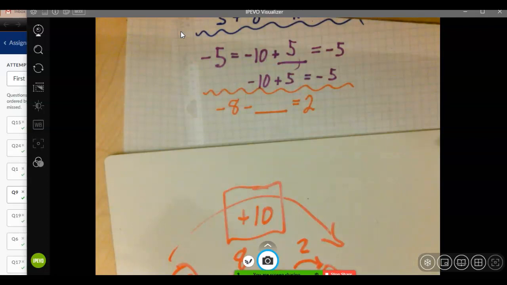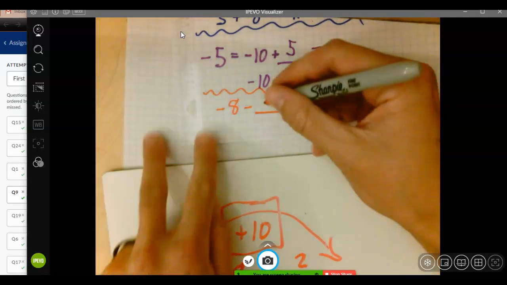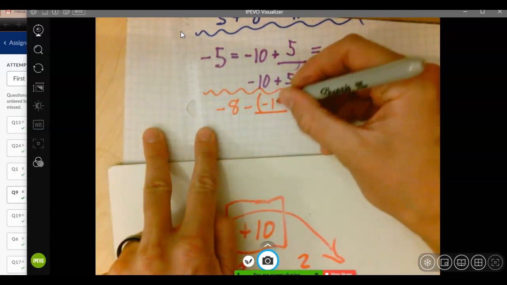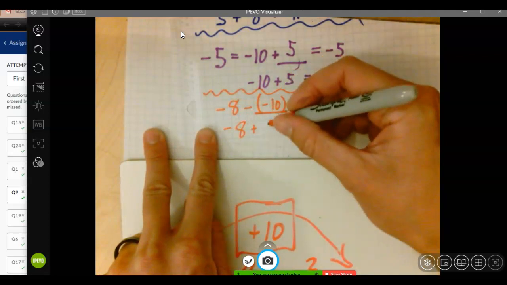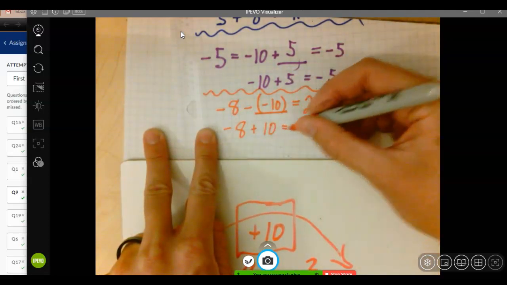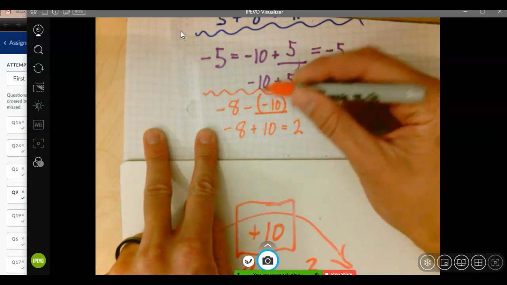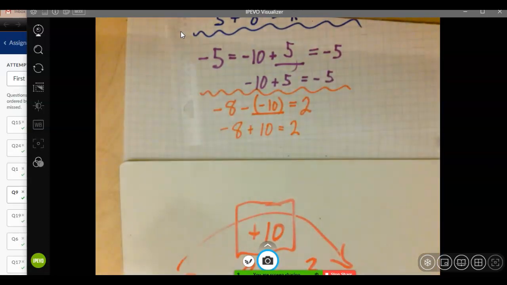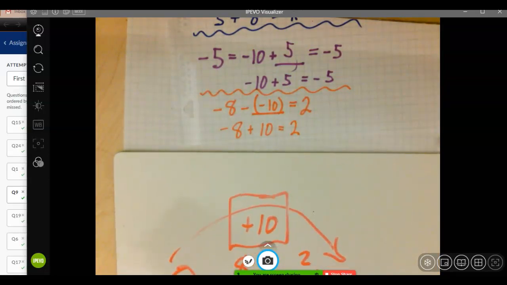You put the 10 in, you make it -10 in parentheses. Yeah, we put the -10 in parentheses because that's really going to become -8 plus 10. But the answer that we'll write in Khan Academy is that -10. Because if we minus -10, it takes us to the right 10.